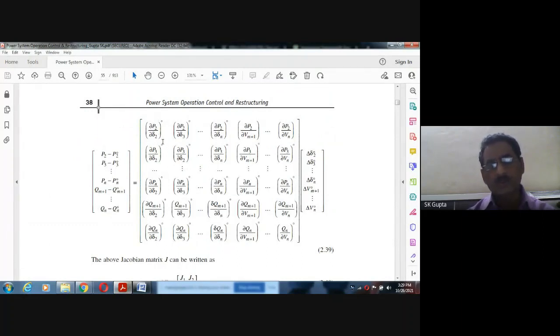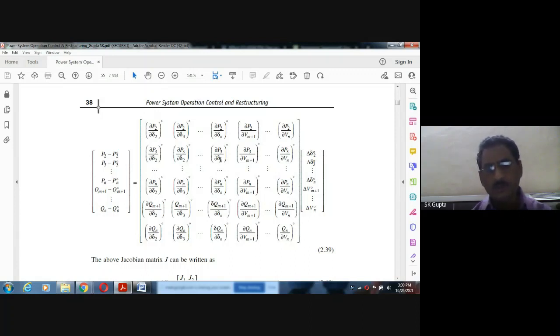What are the variables here, the unknowns? P2 is known, then delta is unknown, and Q is known, then voltage is unknown. So for P2 to Pn, the deltas are unknown. So all variables are delta 2, delta 3, delta n, then all voltages Vm plus 1 to Vn. So P2 is the function, and we take the derivative of P2 with respect to the deltas and with respect to the voltages m plus 1 to n.